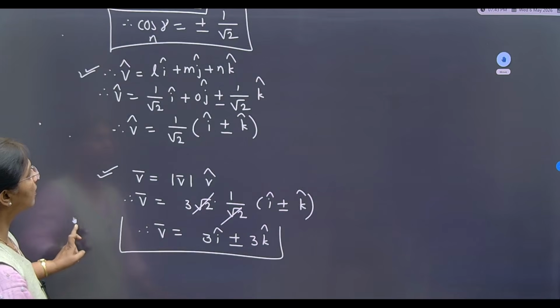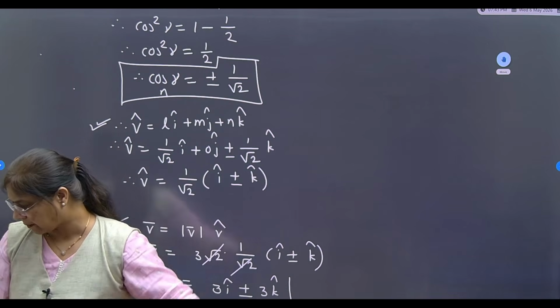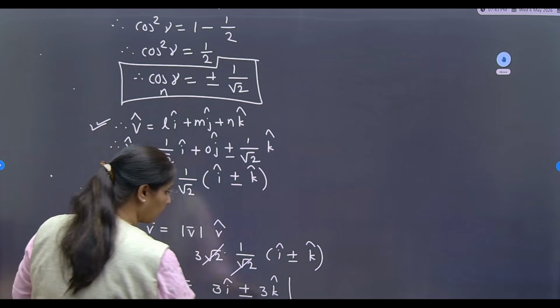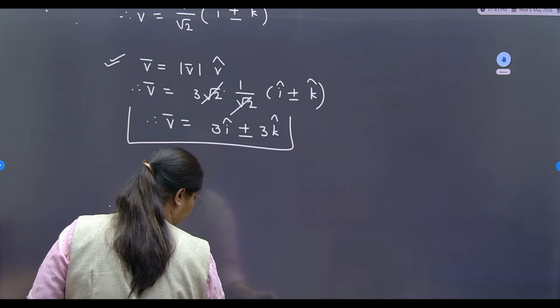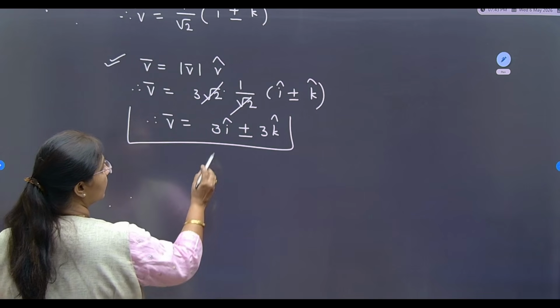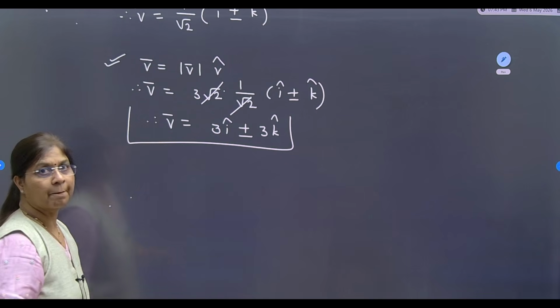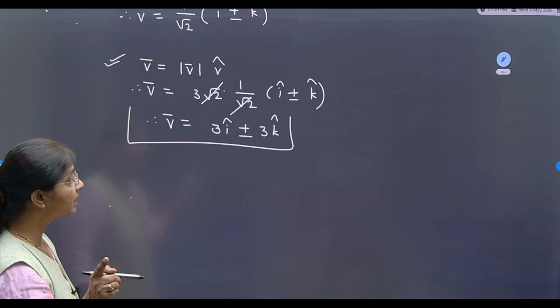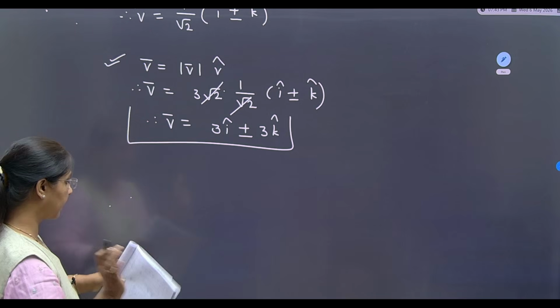Here what did we do? We adjusted the plus or minus. Then next, therefore possible vectors are, here the question has 2 vectors. Therefore possible vectors are 3 i cap plus 3 k cap or 3 i cap minus 3 k cap. Okay, correct answer.